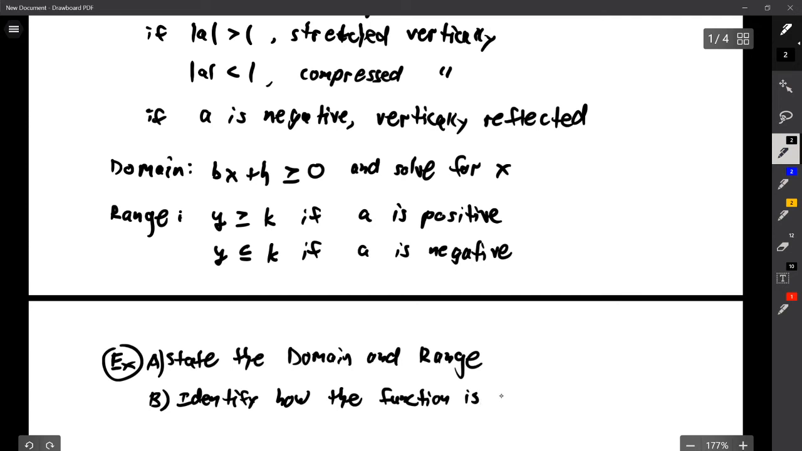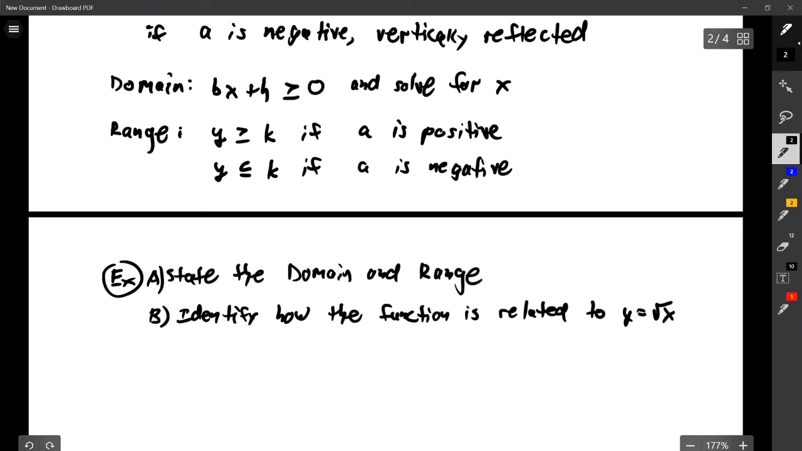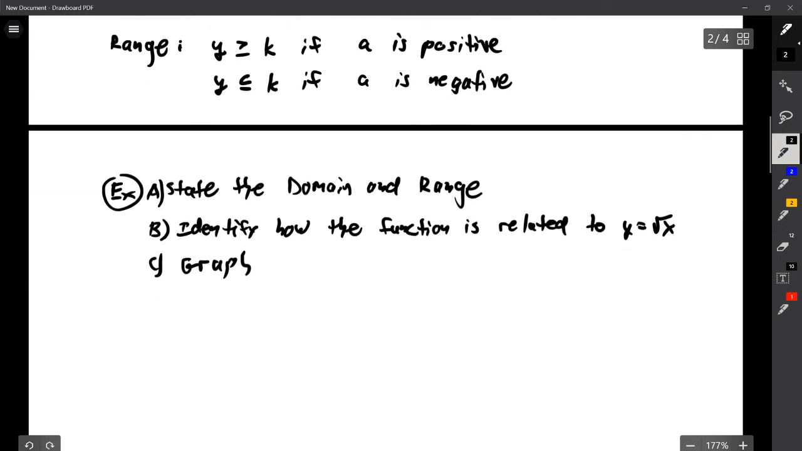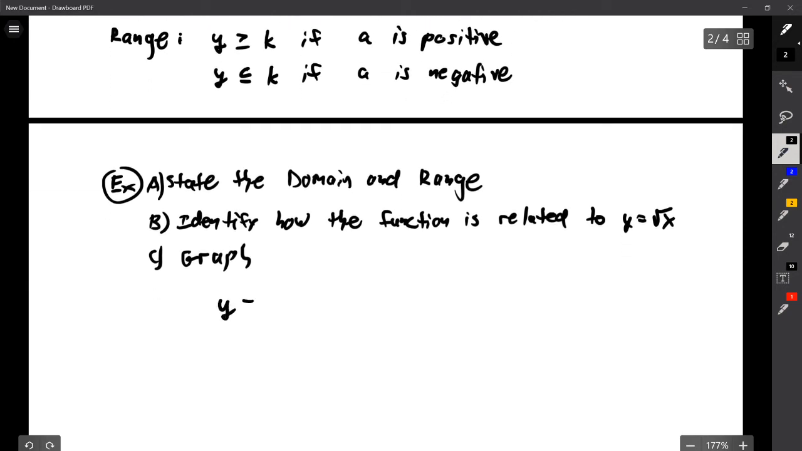is related to y equals the square root of x. In other words, the parent function. And then C, graph. Okay, let's start out with this one. Let's start out with y equals the square root of x plus 3, plus 2.